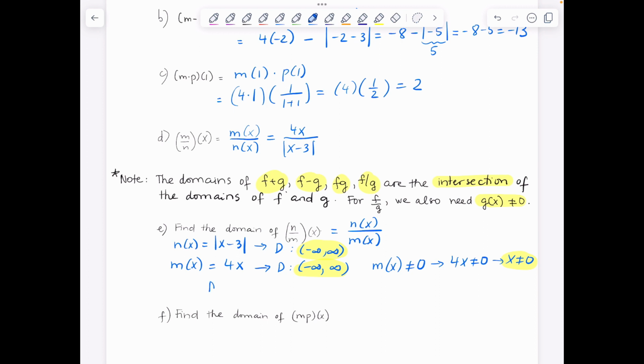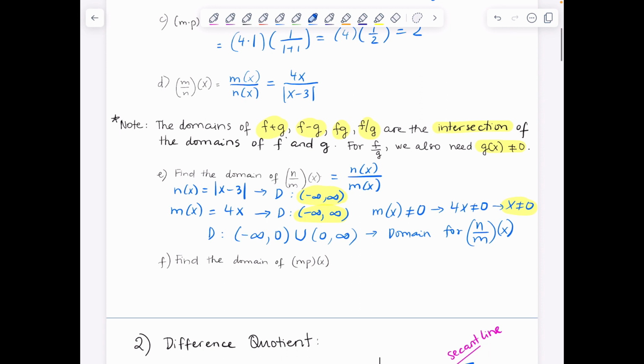So to write the domain using interval notation, we write negative infinity to 0, not including 0, and then union with 0 to infinity, again not including 0. So this right here is the domain for n over m of x.